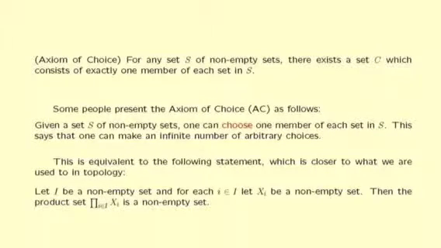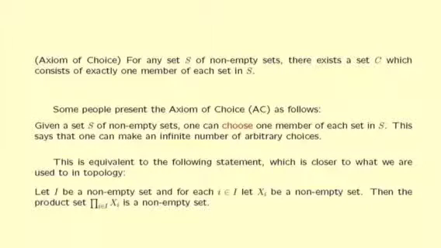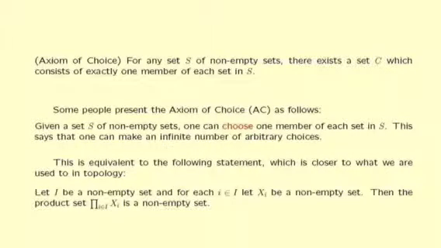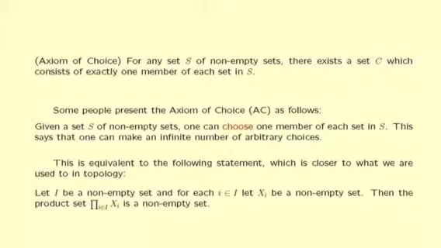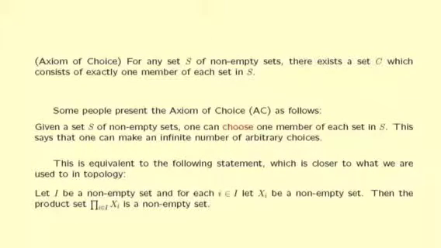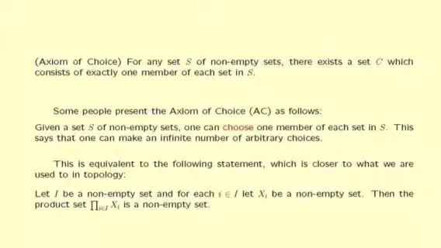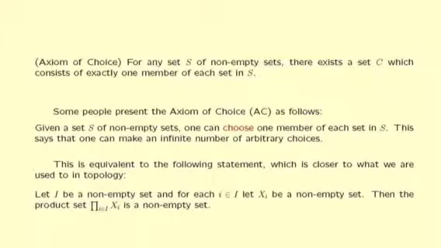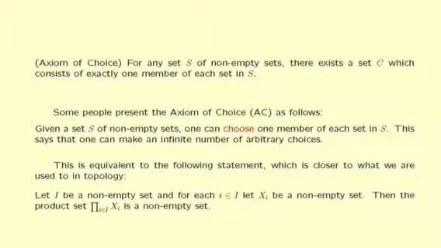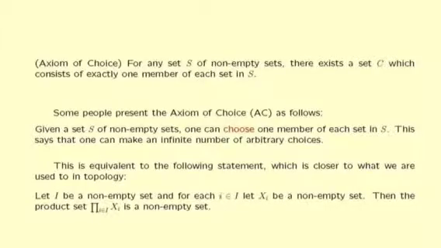Perhaps I should mention that we can also express the axiom of choice in a way that's a little closer to the sort of things we normally meet in topology. Basically, it says any product of non-empty sets is non-empty. This axiom of choice is not implied by the Zermelo-Fraenkel axioms, and for many years was highly controversial.